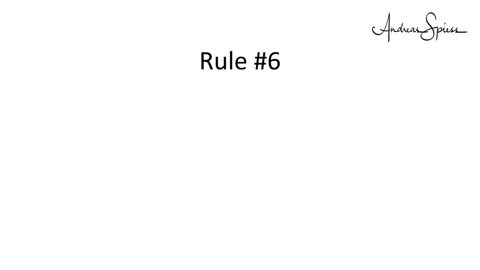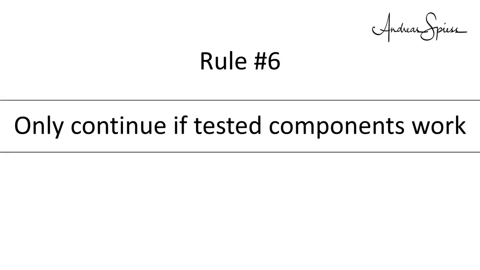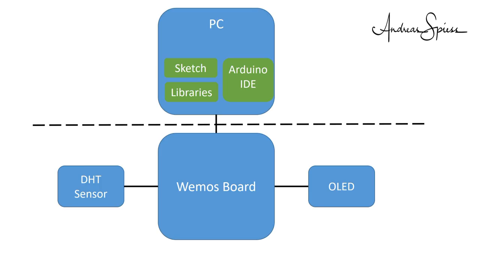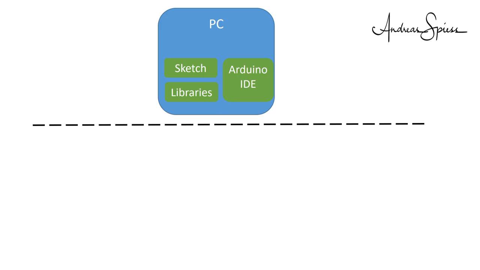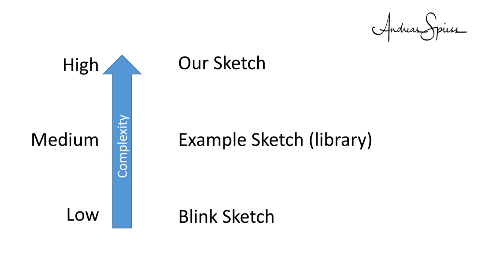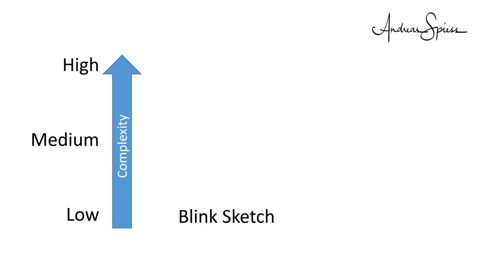Rule number 6 is only continue if all components tested so far work. Shortcuts here usually become detours later on. If the code does not compile, we search for an error in the sketch or the library. Maybe we reinstall the library or check if we selected the right board. If we tried everything and it still does not work, we have to reduce the complexity further by testing the blink sketch. This is the lowest complexity possible in the Arduino IDE. If this works, we continue with examples of the libraries.